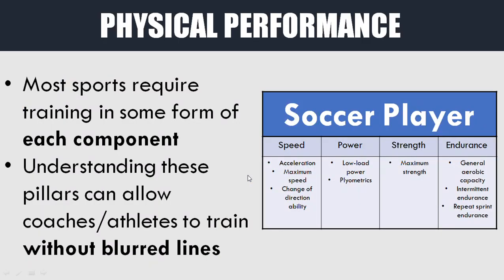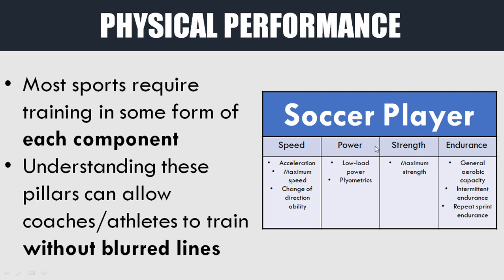The reason I've done this is because most sports, the physical preparation training for sports, requires some form of training of each component. Most athletes will have some form of speed training, some form of power training, some form of strength training, and some form of endurance training. And for athletes or coaches, understanding these pillars or categories can allow us to train without blurred lines. So we're not confusing ourselves by doing some sort of exercise and being unsure of what quality we're actually trying to achieve, or what we're trying to develop.